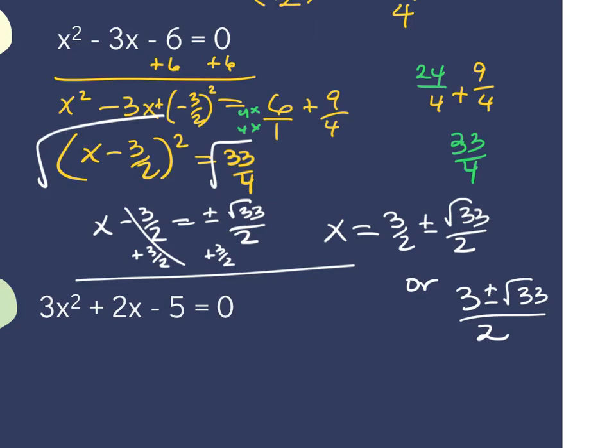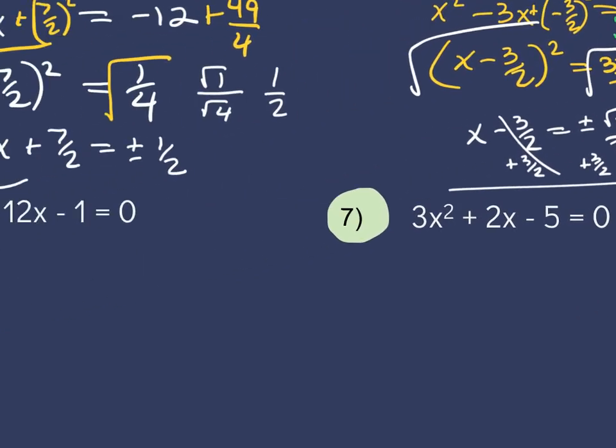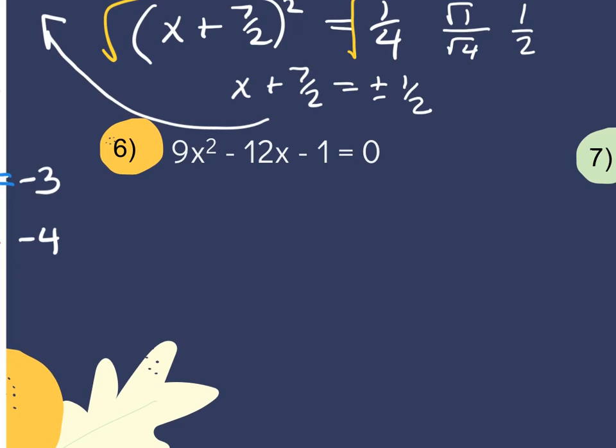Let's try number 6. All right, here's where it changes up. Now we actually have a number in front of x squared. So what I need to do is get rid of that 9. So either think of it as factoring it out. What I'm going to do is divide everything by 9. So divide this by 9, 9, 9, 9. Now I'm left with x squared. I'm going to reduce 12/9 to 4/3.